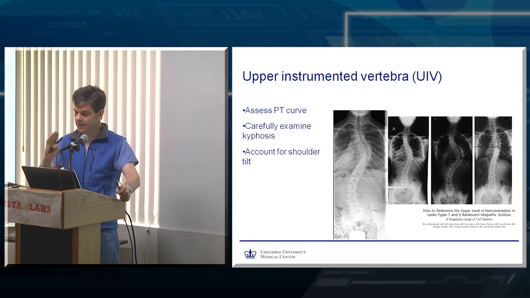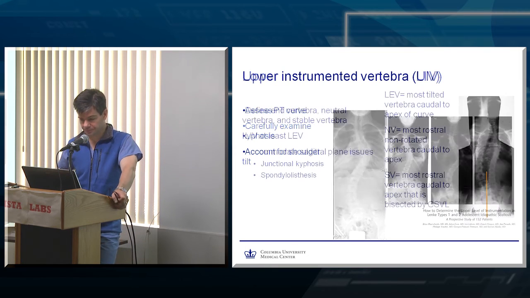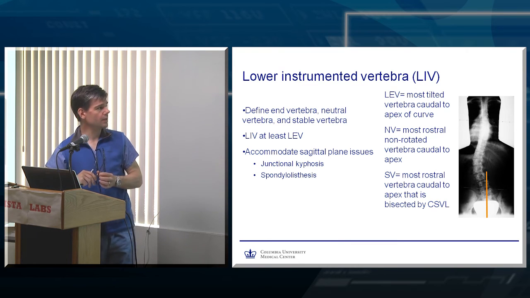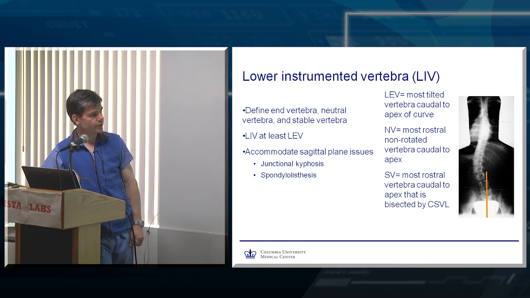Make sure that you're not missing an upper thoracic kyphosis that you don't want to instrument just up to and leave unaccounted for. The LIV at the other end, define the end vertebra, the neutral vertebra, and the stable vertebra. Generally go at least to the end vertebra, and then look at where your planned or proposed LIV is going to end up relative to the CSVL.